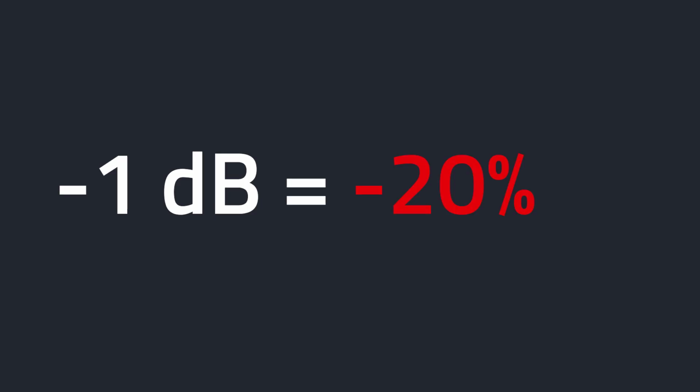RF systems rarely fail catastrophically. They lose margin incrementally, and that 1 decibel might not come from a single huge mistake. It could come from multiple small discontinuities and losses that are stacking together. So now let's talk about where those hidden losses tend to live.